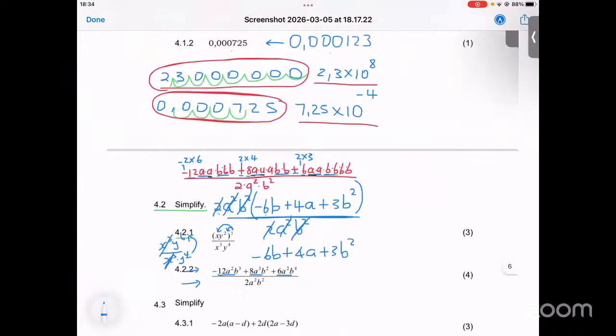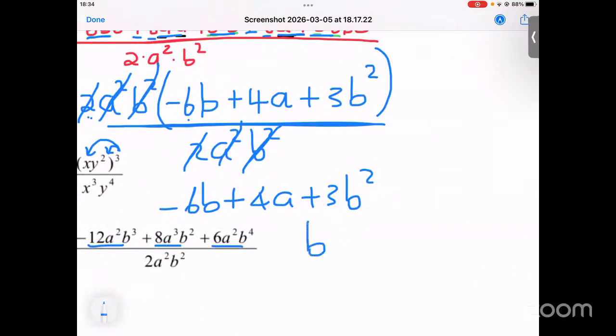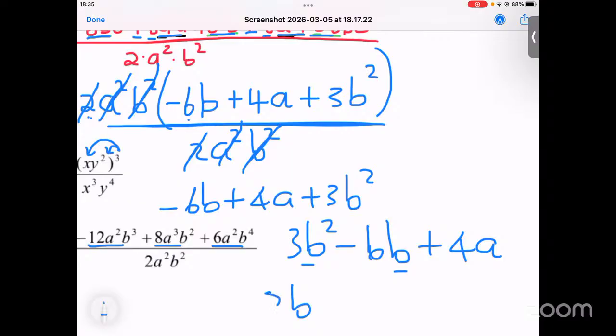Unless you have to go to that extent, for example, where you have 3b squared, and then here you have negative 6b, and then positive 4a. You can still take out, let's say, b as a common factor. You can still take out the 3, because here you will remain with just b, and here you'll remain with that 2, the b has been taken out, and then plus 4a.